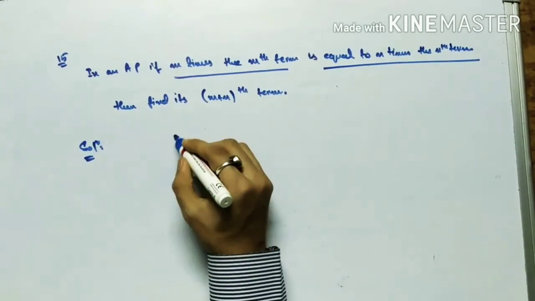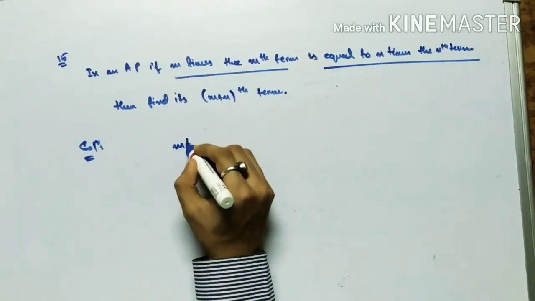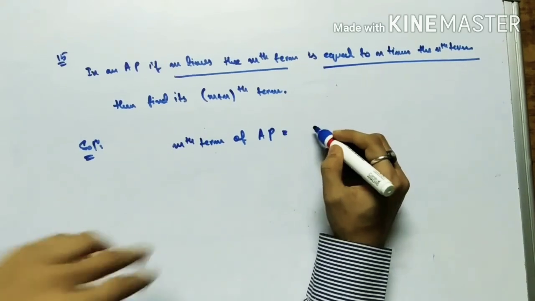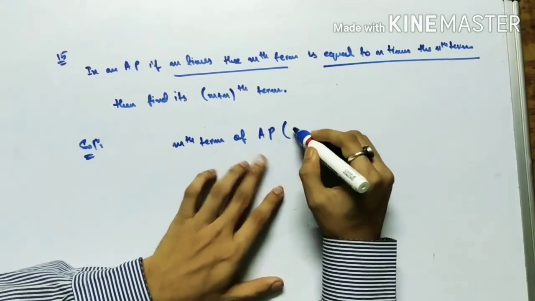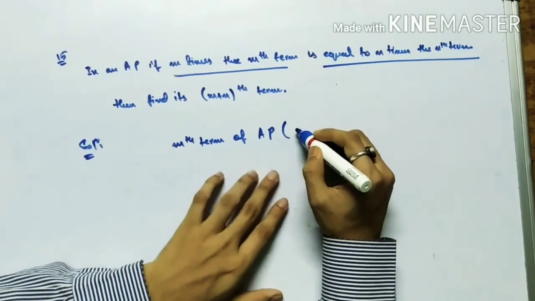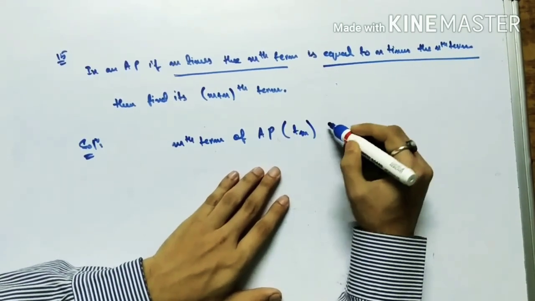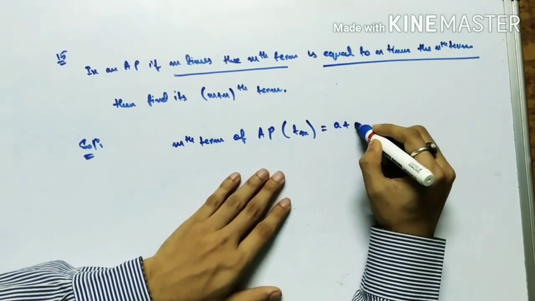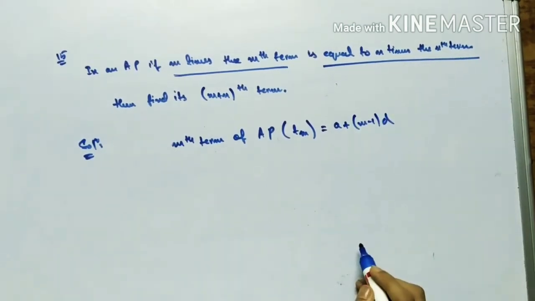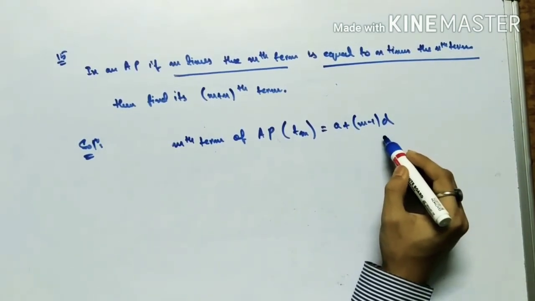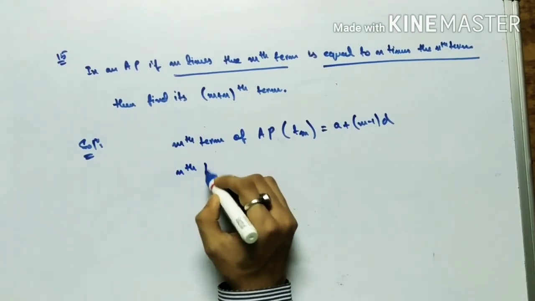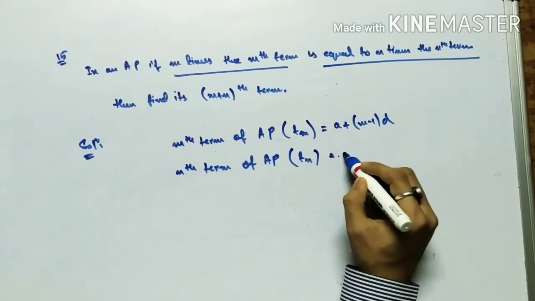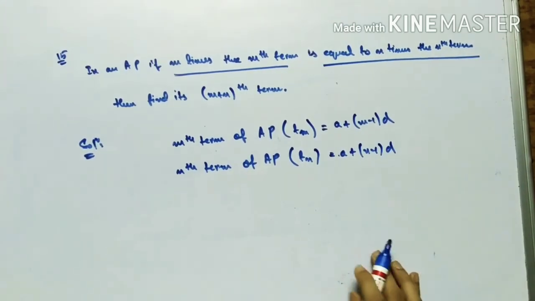So now in here you see, the mth term of AP, which is given as Tm, it will be equal to a plus m minus 1 d. Yes, mth term will be this one. And then the next term, nth term of AP, which is Tn, it is given as a plus n minus 1 d.